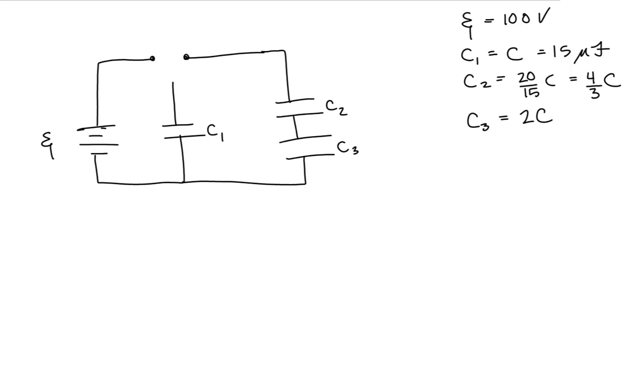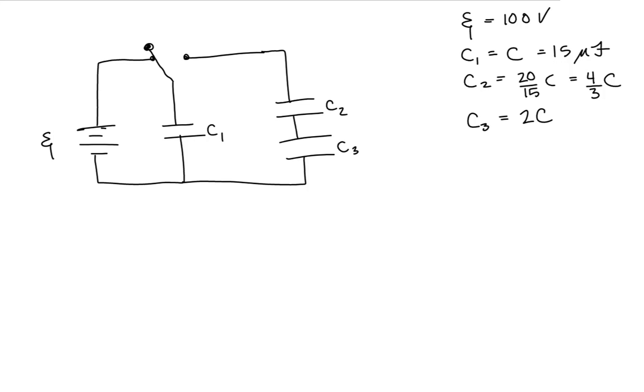And C3 is equal to 2C. The reason I'm expressing those as multiples of each other is that it often makes the algebra simpler. That's just something I like to do with circuits, because oftentimes things will cancel out pretty nicely. Now, initially each capacitor is uncharged because the battery isn't connected to anything. When we first throw the switch, it connects capacitor C1 to the battery. We assume that after a period of time, capacitor C1 becomes fully charged.